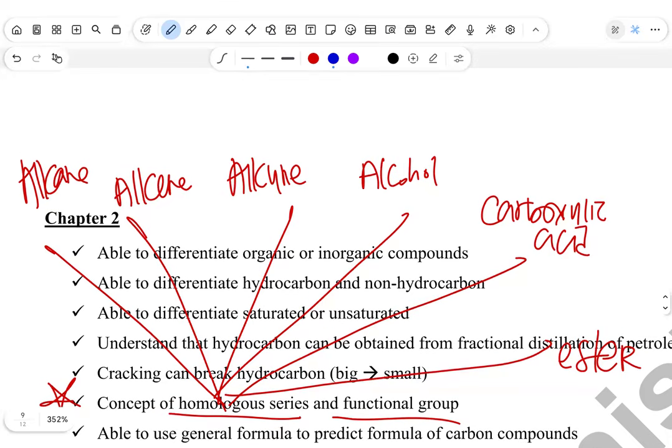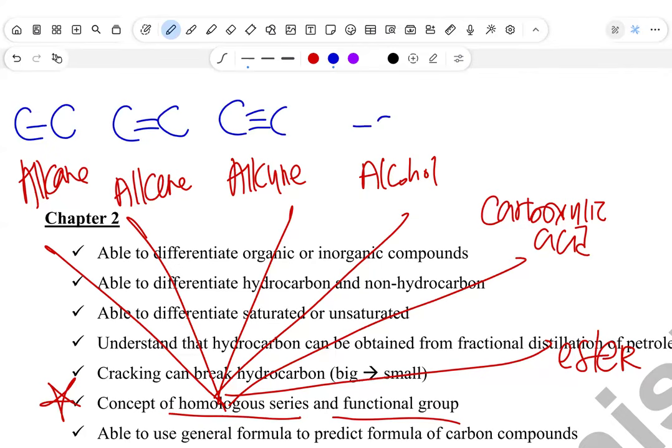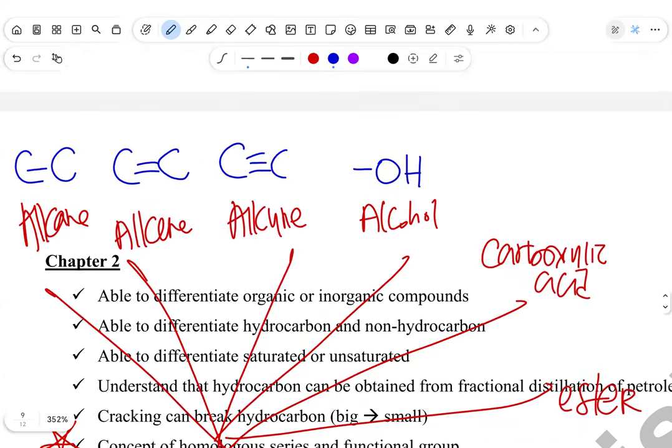Alkane, what is the functional group? Carbon-carbon single bond. Alkene, carbon-carbon double bond. Alkyne, carbon-carbon triple bond. Alcohol, OH. One minute revision, guys. Apart from OH, if I want to give it a name, what can I call it? OH is also known as what? Hydroxyl, right?